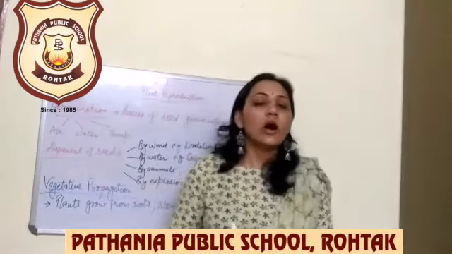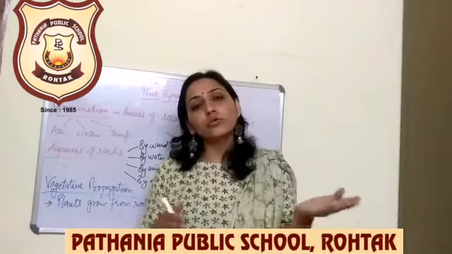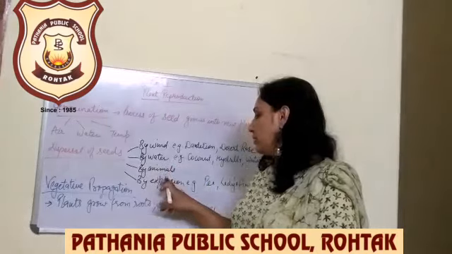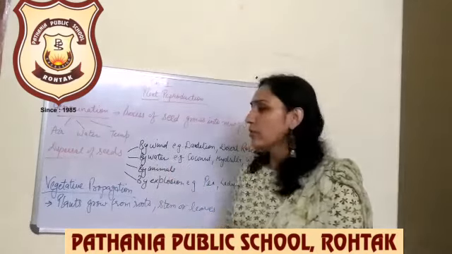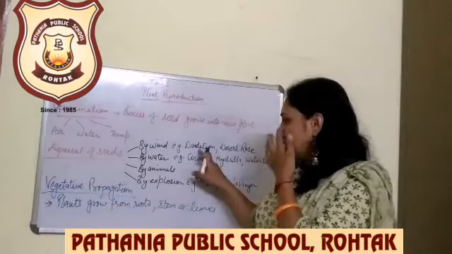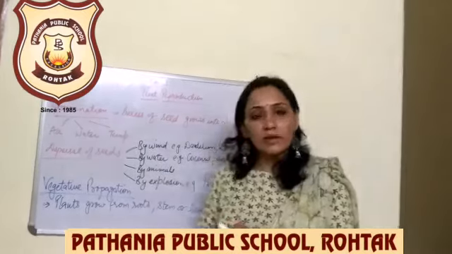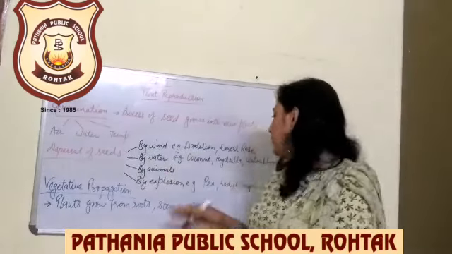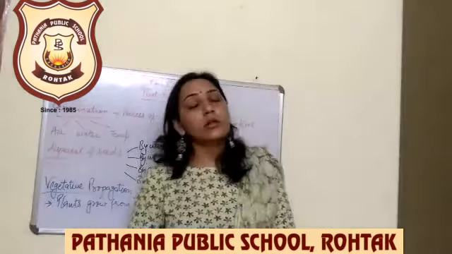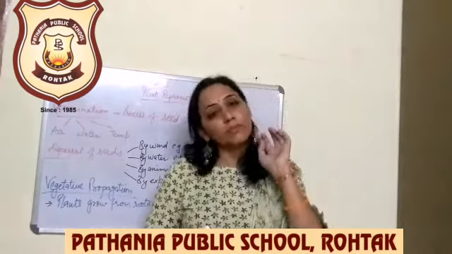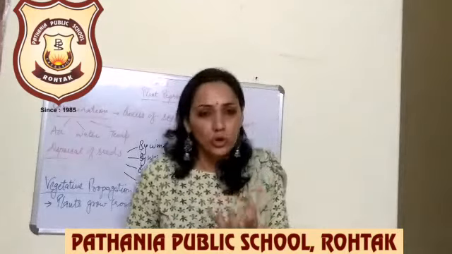Seed dispersal means how one seed is carried to another place by the action of wind, by water, by animals, or by explosion. These are the four methods of seed dispersal. By wind, for example, dandelion and desert rose are examples of seed dispersal by wind. By water, coconut, hydrilla, water lily, because these are very light and spongy, so they can easily float on the water.